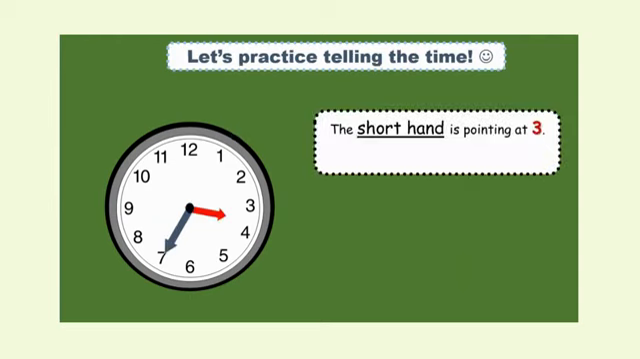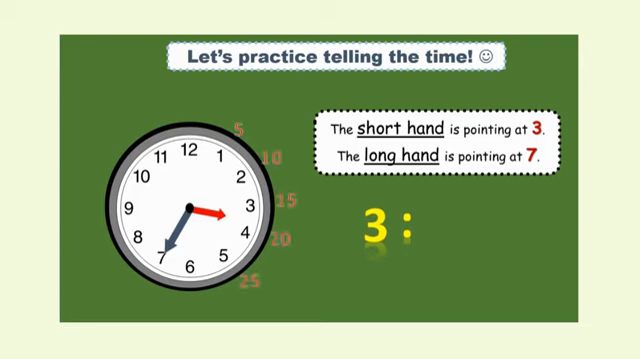Another one. The short hand of this clock is pointing at 3, and the long hand is pointing at 7. So in order for us to know how many minutes, we need to skip count by 5s. Let's start. 5, 10, 15, 20, 25, 30, 35. So the time is 3:35.